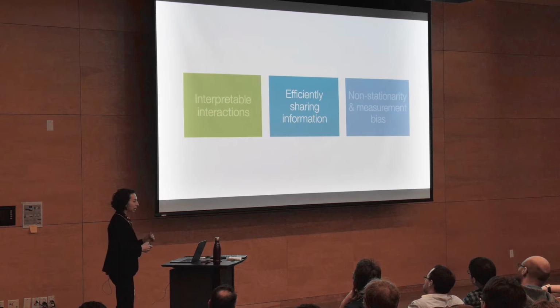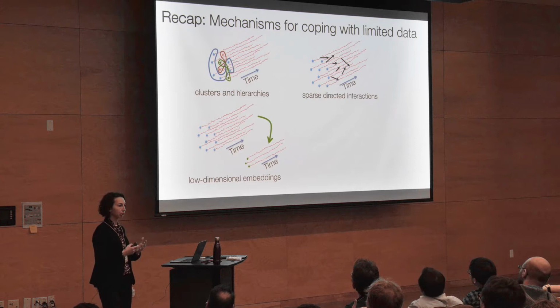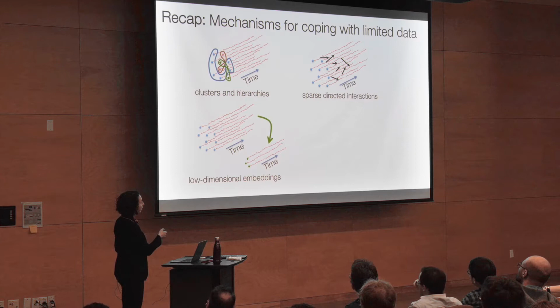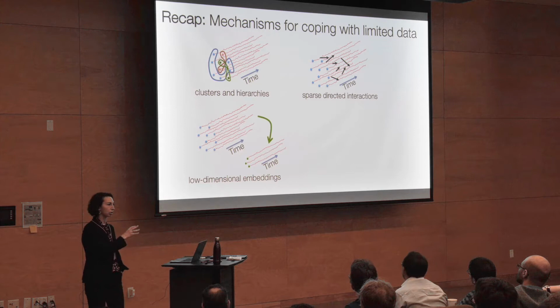Okay, and if we go back to this idea of efficiently sharing information, what we've talked about so far are structures that allow you to more efficiently share information between data streams. So we talked about ideas of clusters and hierarchies of time series, learning sparse directed interactions, or thinking about low-dimensional embeddings. These are different structures that my group thought about in different contexts in many cases.